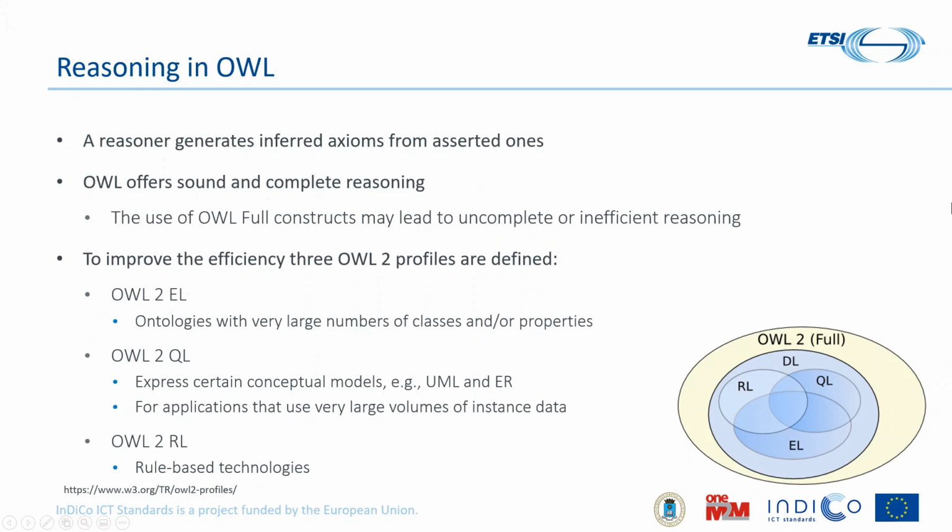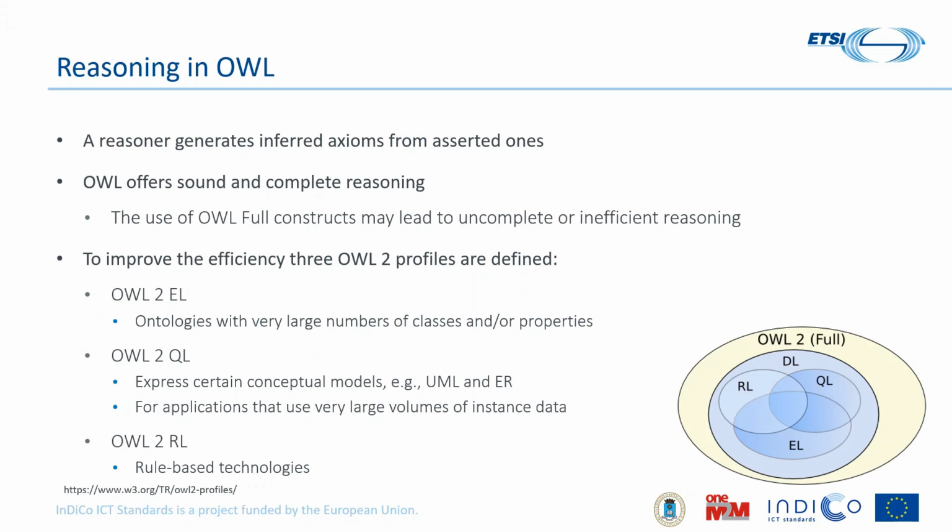The reasoning in OWL is stronger than in RDFS. As mentioned before, a reasoner generates inferred axioms from asserted ones. OWL is defined to offer a sound and complete reasoning. However, if you use OWL Full constructs, this may lead to an incomplete or inefficient reasoning. If you use OWL-DL or OWL-Lite, you will have no problems in terms of efficiency in reasoning. Reasoners have evolved and improved over the years.